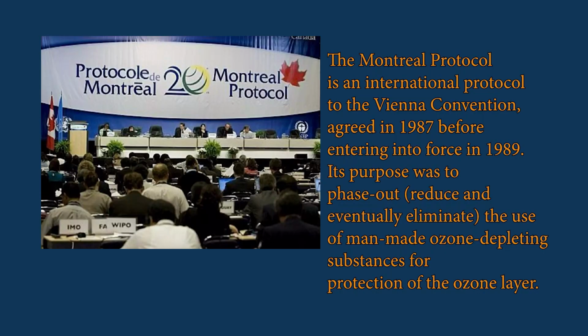The Montreal Protocol, this is very important. What is that? It is an international protocol to the Vienna Convention, agreed in 1987 before entering into force in 1989. Its purpose was to phase out, reduce and eventually eliminate the use of man-made ozone-depleting substances for protection of the ozone layer. If you remember the graph from the previous lecture, where we showed that the ozone graph was declining, that was because of this Montreal Protocol.